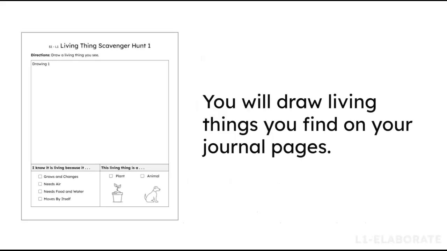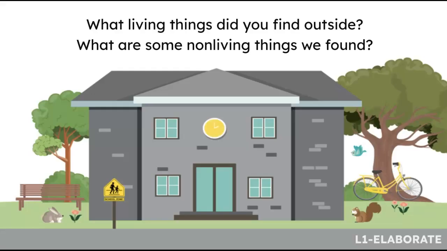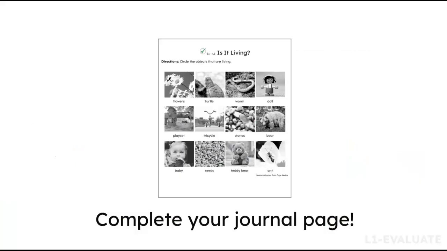For the Elaborate portion, you'll provide students with the Living Things Scavenger Hunt student journal pages. You'll take students outside, if the weather permits, to hunt for living and non-living things around the schoolyard. You'll then bring students back inside and debrief. For the Evaluate portion, you'll have students complete the Is It Living student journal page.